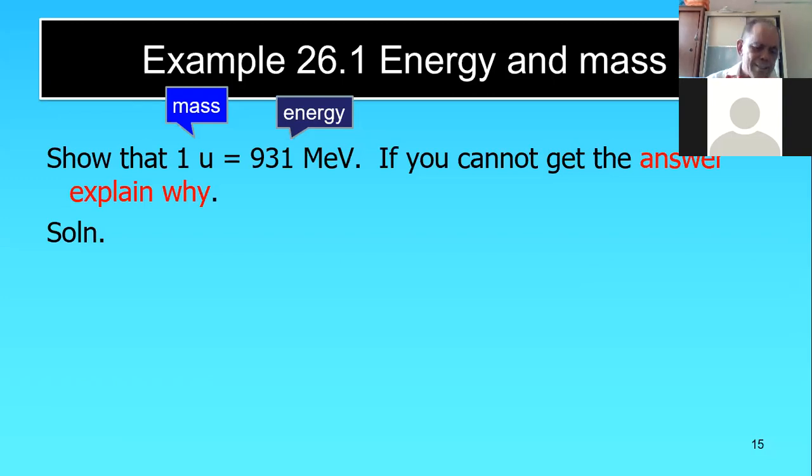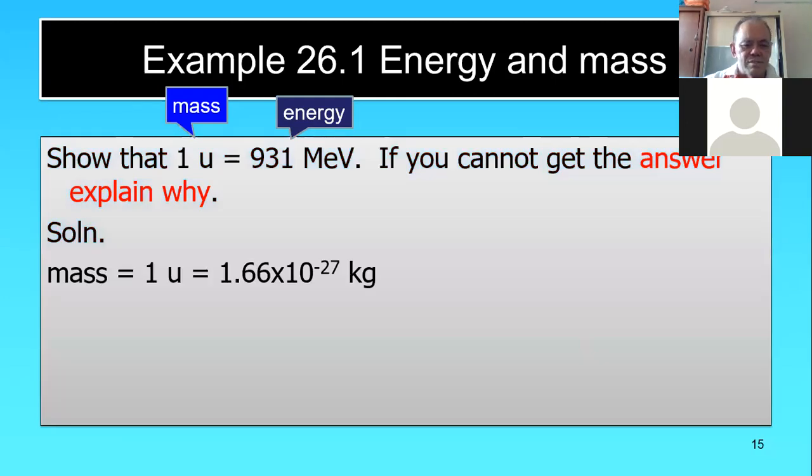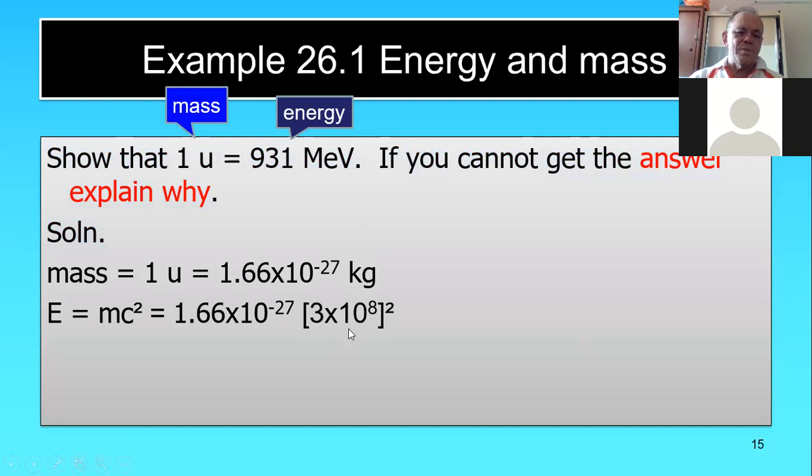Okay, let's calculate it out. Use one atomic mass unit, right? Change it to kilogram, 1.6 times 10 to the power minus 27 kilogram. Then we use Einstein's conversion to find how much energy we can get from this mass. That's your m, that's your speed of light, squared. We get 1.494 times 10 to the power minus 10 joule.